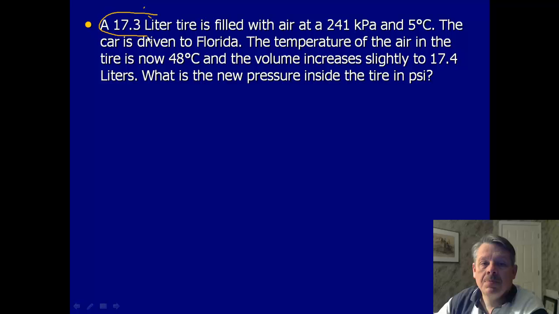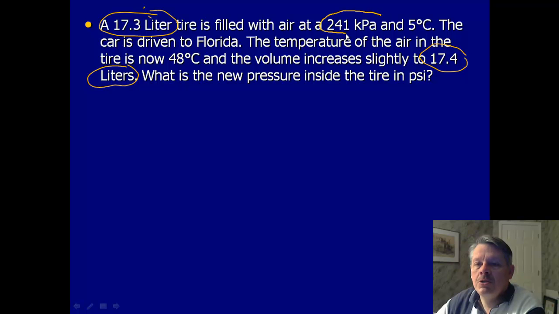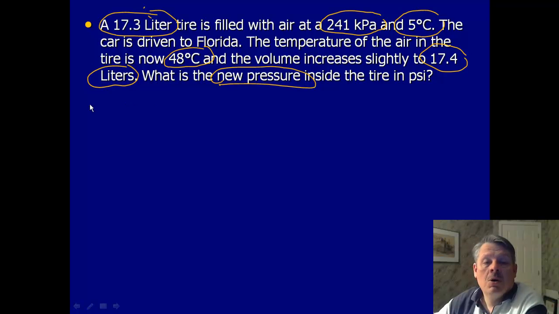All right. I notice I've got liters at the beginning, and it's changing to 17.4 liters at the end, so my volume is changing. I have pressure at 241 kPa, and I'm asking for the new pressure in the tire, so that's changing. And I'm starting at 5 degrees Celsius, and I'm changing to 48 degrees Celsius, so temperature's changing. Everything's changing, so I have to use my combined gas law, P1 V1 over T1 is equal to P2 V2 over T2.